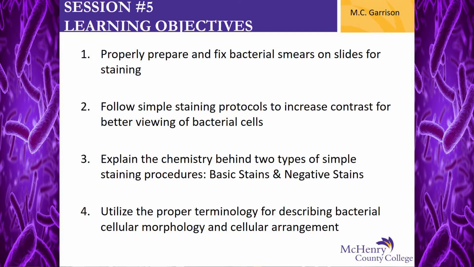You should be able to explain the chemistry behind simple stains and behind both of the types of simple stains which we are going to do today. One is called a simple basic stain and the other is a simple negative stain. So I do expect you to understand how these staining procedures work at the cellular and the molecular level. And finally, I want you to utilize the proper terminology for describing bacterial cellular morphologies and cellular arrangements.